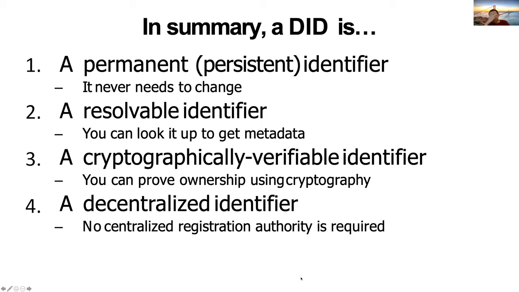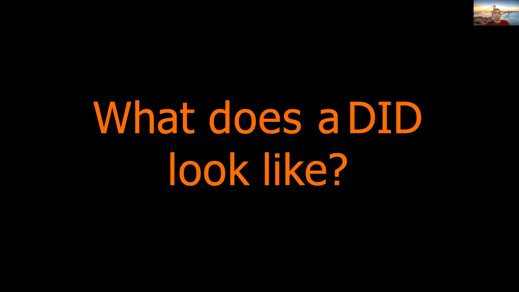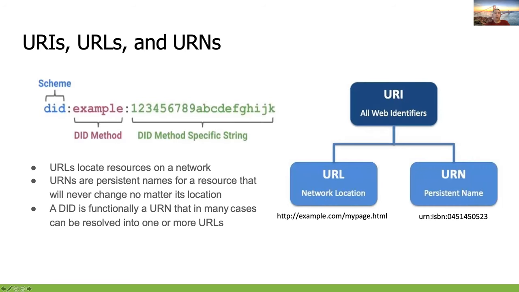And the thing is how it resolves to a DID document. I will explain it. So it's like URNs. It's a combination of URN and URLs. As you know, a URL locates your resource on the network, and a URN is more like a persistent name that doesn't change. DIDs are a combination of this, so it can resolve to something, and it's persistent at the same time.